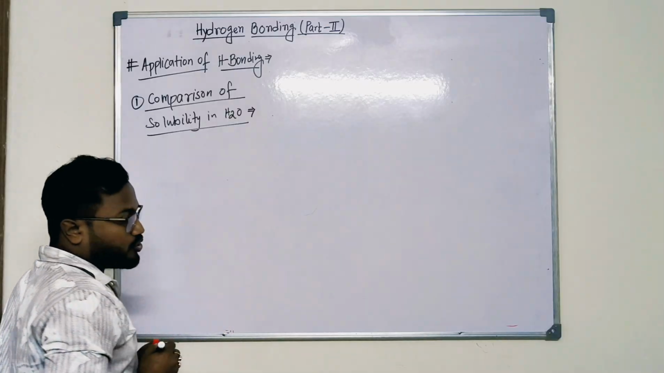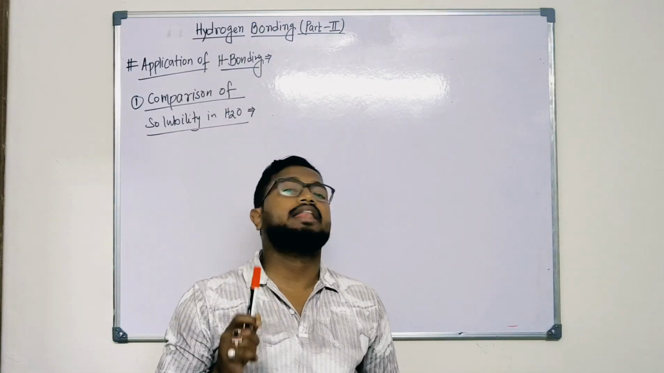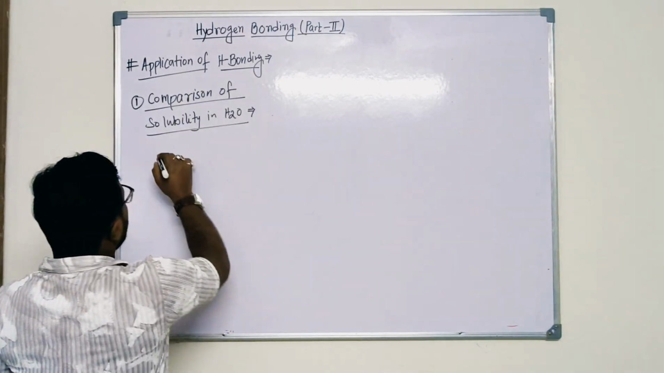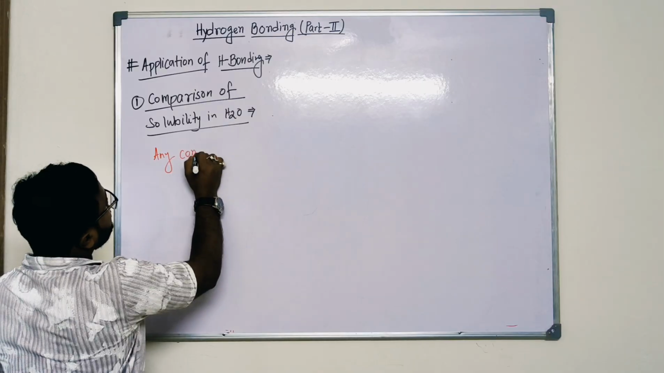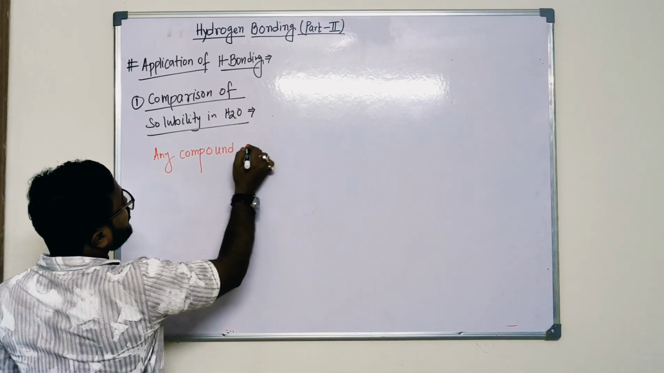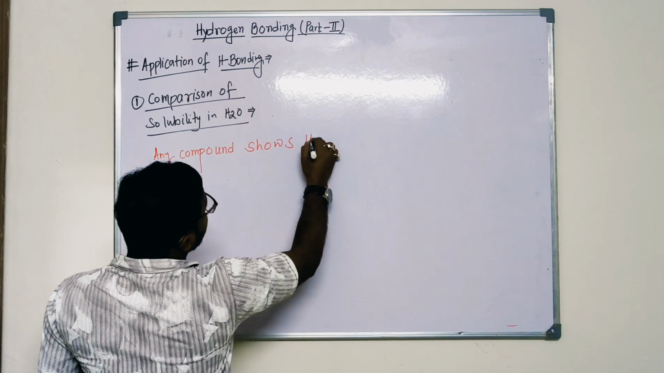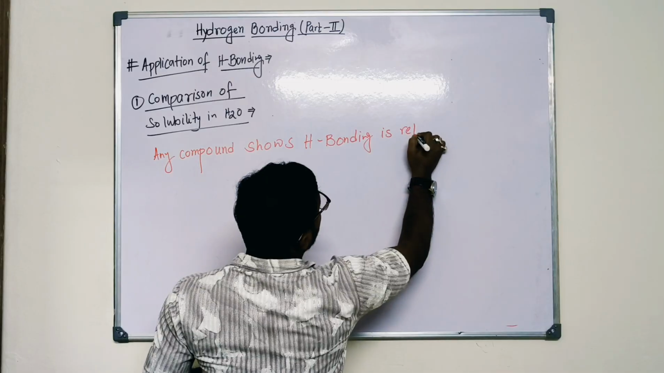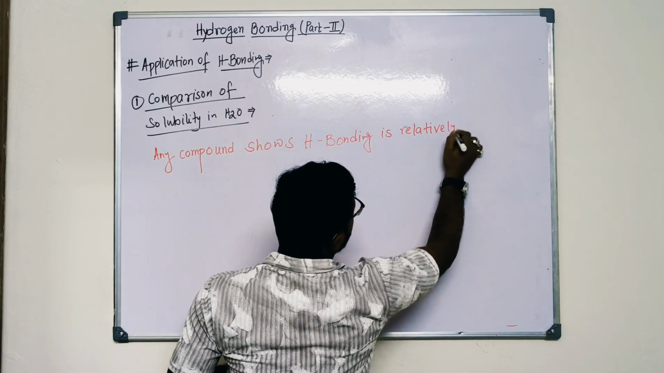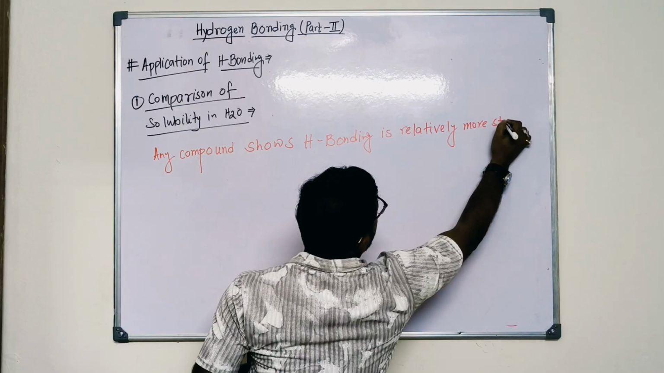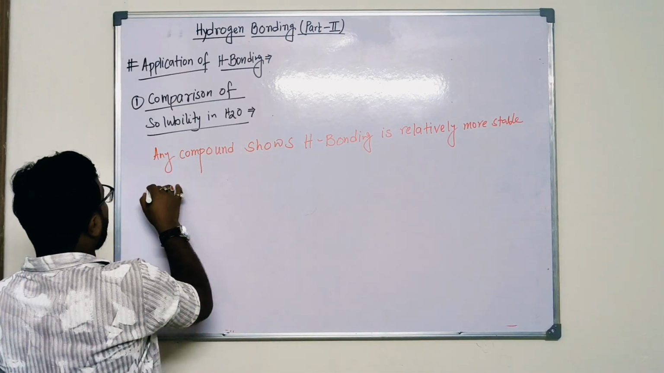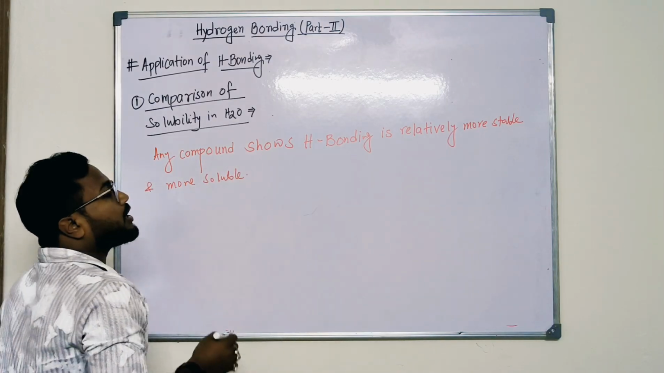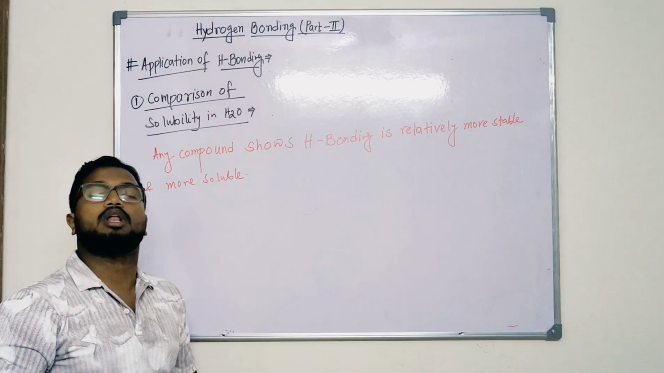Let's see. When we are comparing solubility, any compound that shows hydrogen bonding is relatively more stable. So the concept is, any compound that shows hydrogen bonding is relatively more stable, and you can say more soluble. So any compound showing hydrogen bonding is generally more soluble in nature.